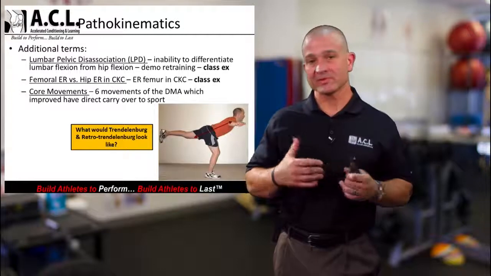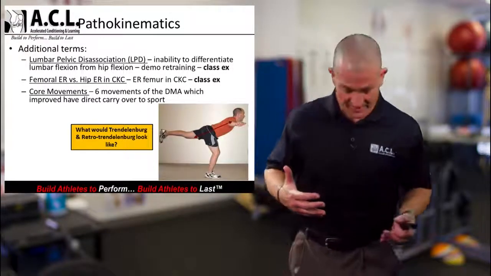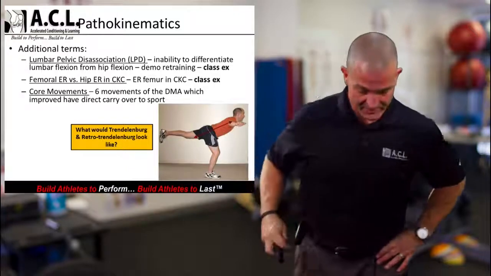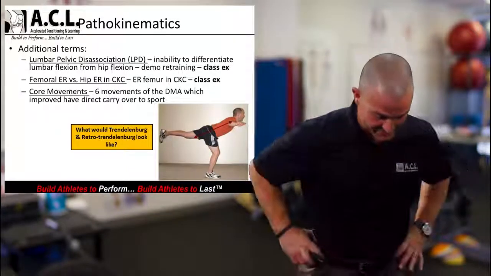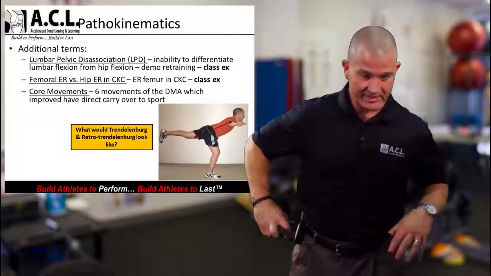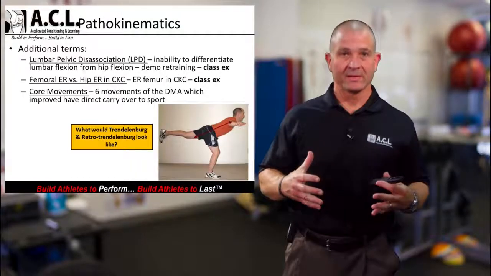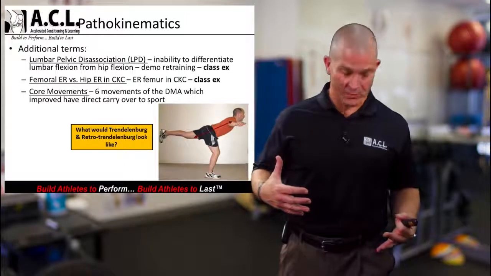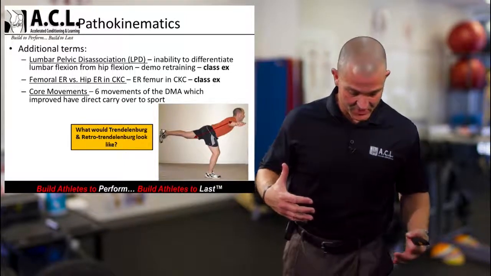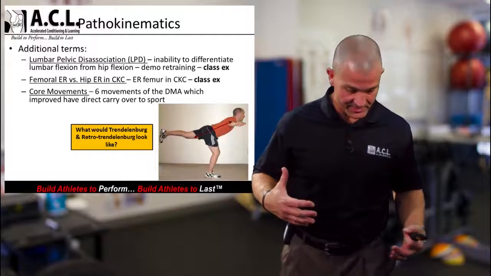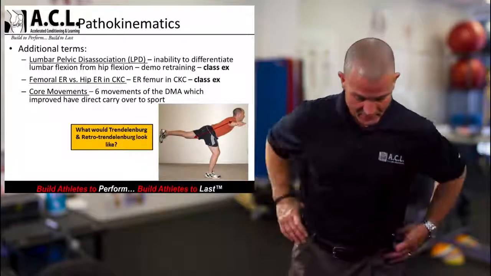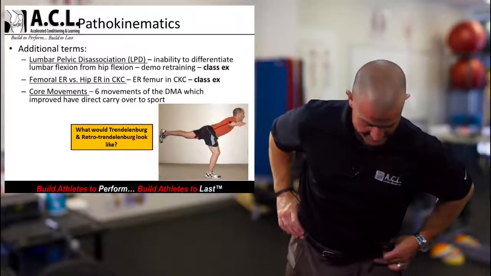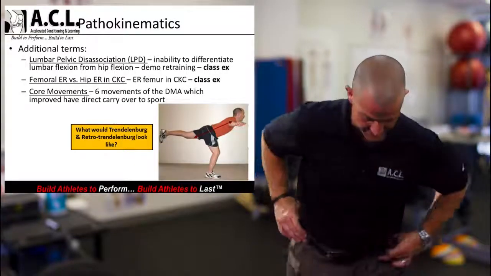Now, one of the other motions that we talked about was femoral internal or external rotation versus hip internal and external rotation. And I know in movement, sometimes those two are very hard to discern. But we don't want femoral internal rotation. What we want is a stable femur and hip internal and external rotation.